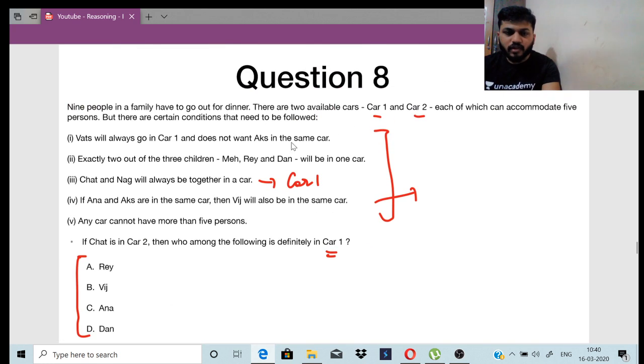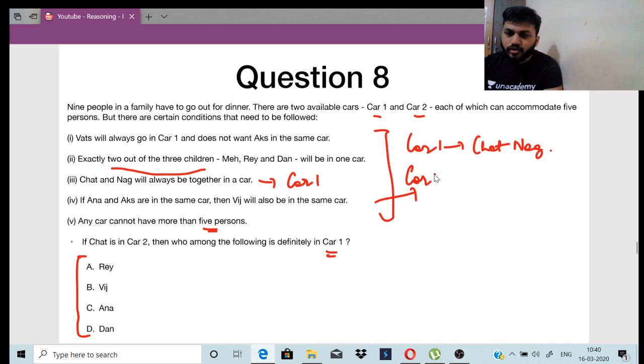What they have told, okay? So go back to this. Exactly 2 out of 3 children, May, Ray and Dan, will be in one car. Any car cannot have more than 5 persons, right? So what are the possible combinations? I will write the possible combinations here. Car 1, Chat and Nag; car 2, who will be there? Anna will be there.